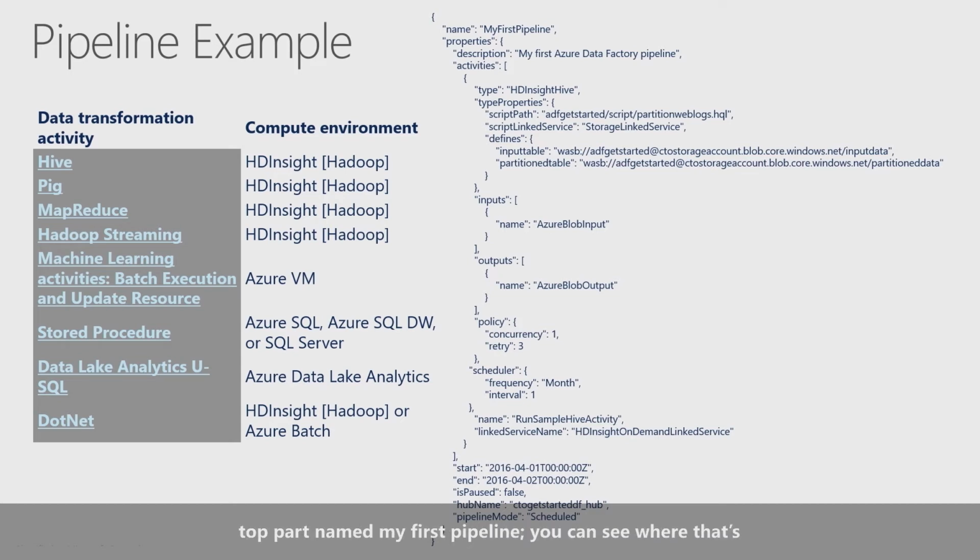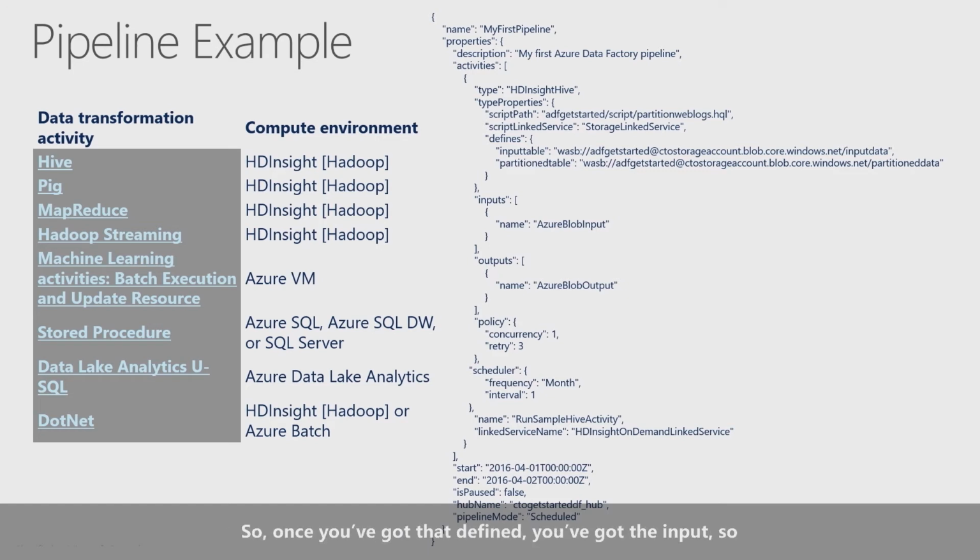The top part, name, my first pipeline. You can see where that's going. It is the first Active Directory pipeline. Within this, you're using an HD Insight Hive type, and you get a query to kick it off. Because it's HD Insight, the properties are slightly different. They want a script path to where the Hive query language file is. They want a link service to where that is and where the input data in the partition table is.